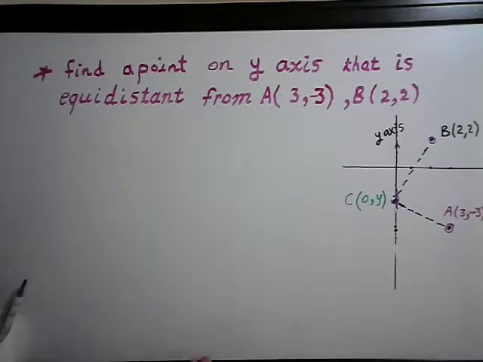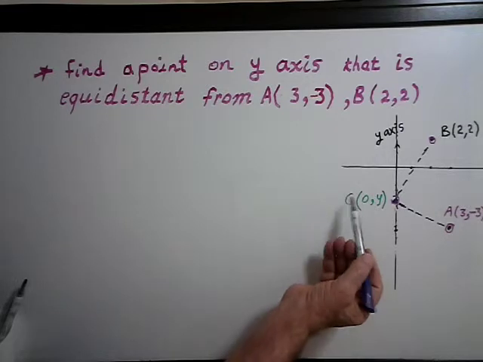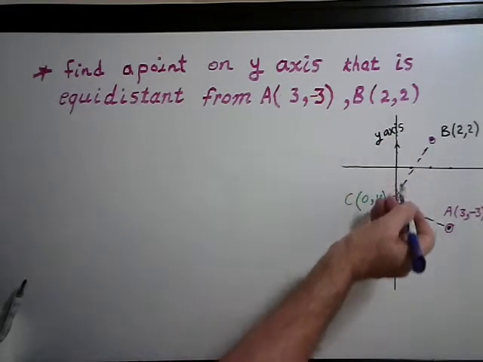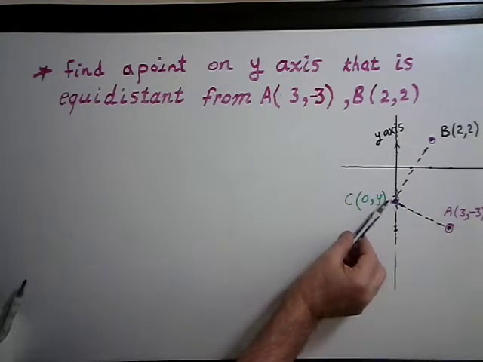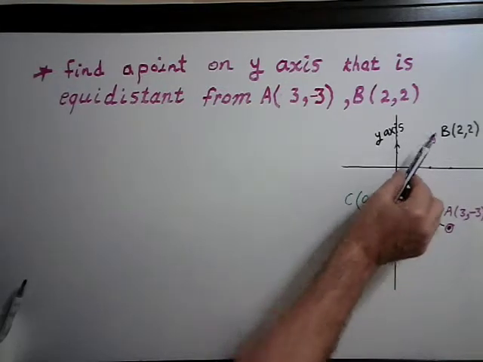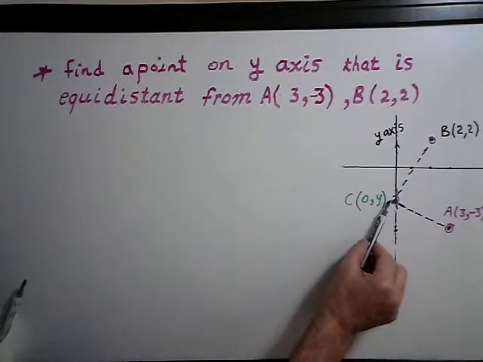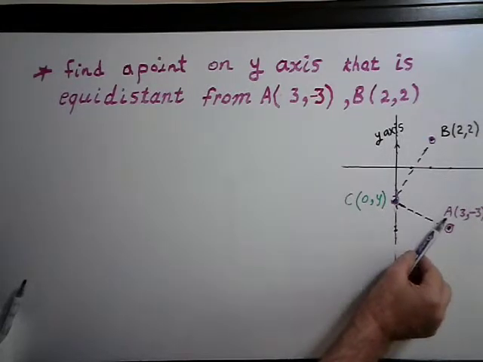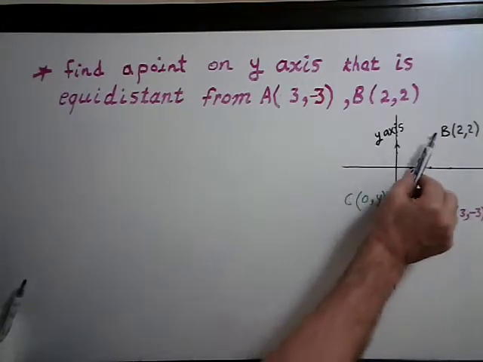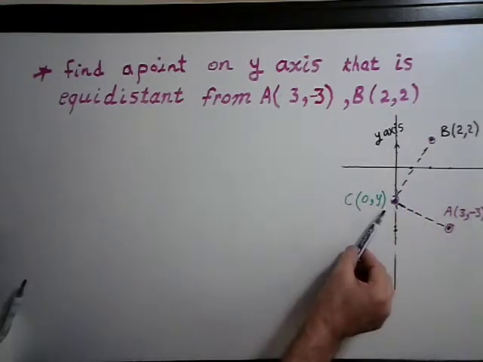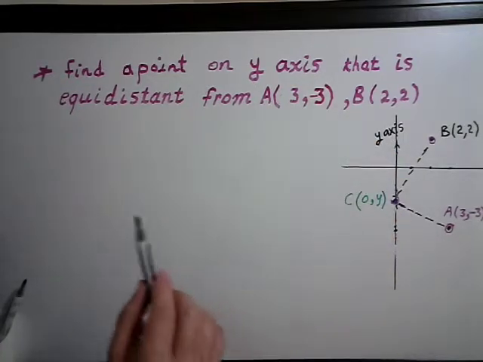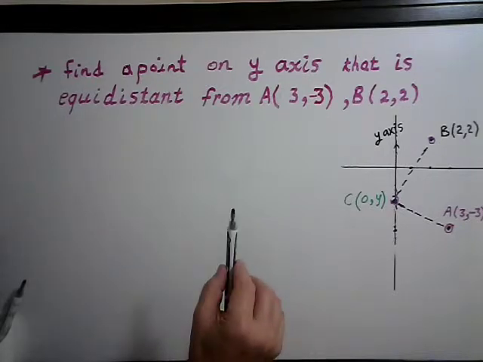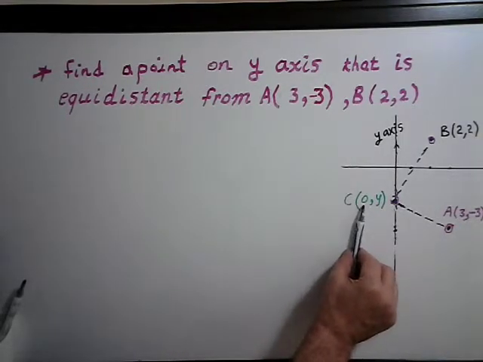and we need to find a point C which lies on the y-axis, and it should be of the same distance from A and B. I mean the distance between C and A is equal to the distance between C and B. C is not known, but we know it lies on the y-axis. This will give a hint to know what's the x coordinate for this point.